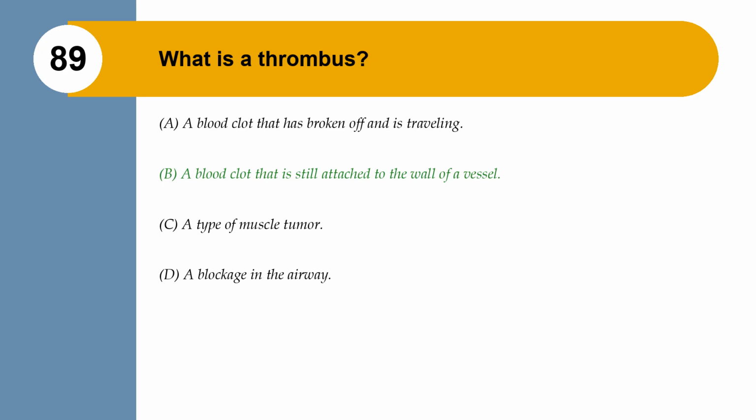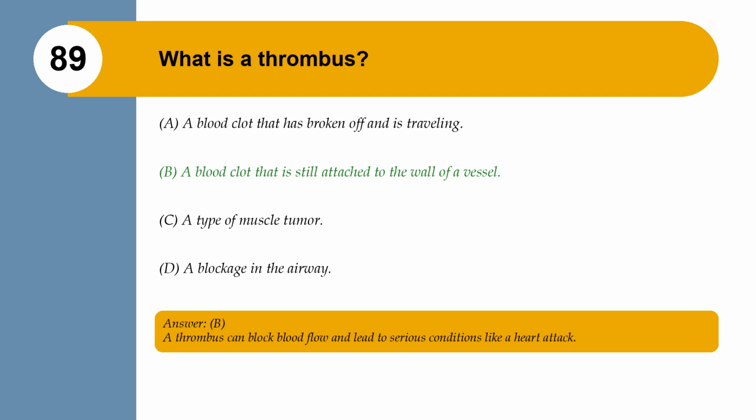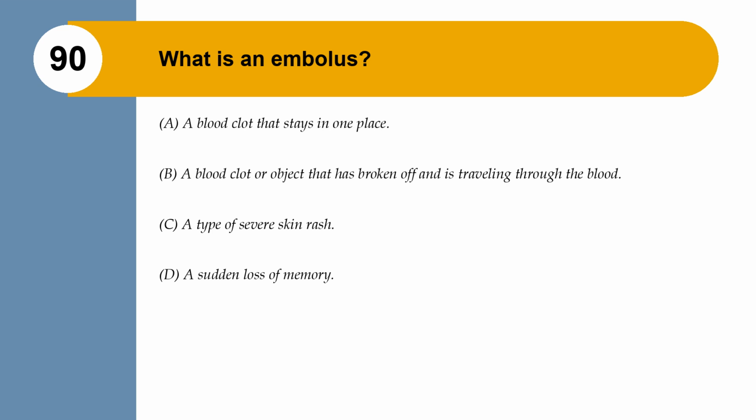The correct answer is option B, a blood clot that is still attached to the wall of a vessel. Explanation. A thrombus can block blood flow and lead to serious conditions like a heart attack. Question 90. What is an embolus? Option A, a blood clot that stays in one place.